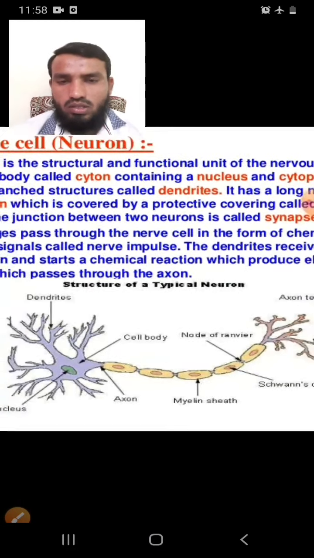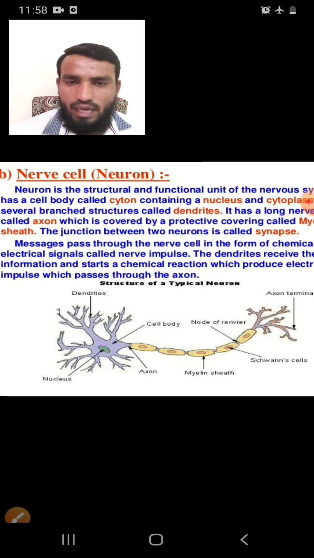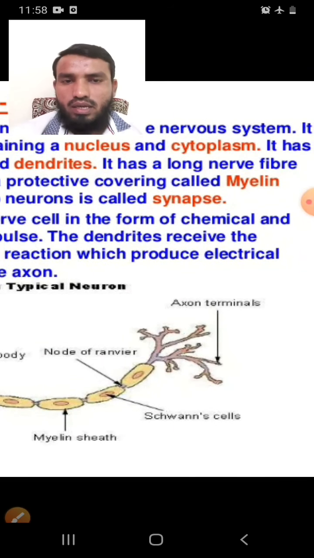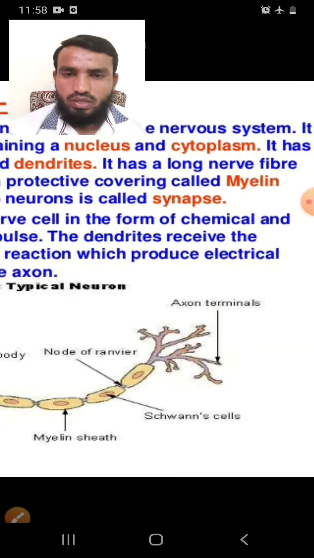I request all the students to just draw this diagram of the neuron and understand and remember the names of different parts of this neuron: dendrites, then cell body, which consists of the nucleus and cytoplasm, then axon. And to cover the axon, to provide protection to the axon, there is a myelin sheath, and finally it is ending here, that is called the axon terminal. These are the nerve endings, or axon terminals, you can also say.